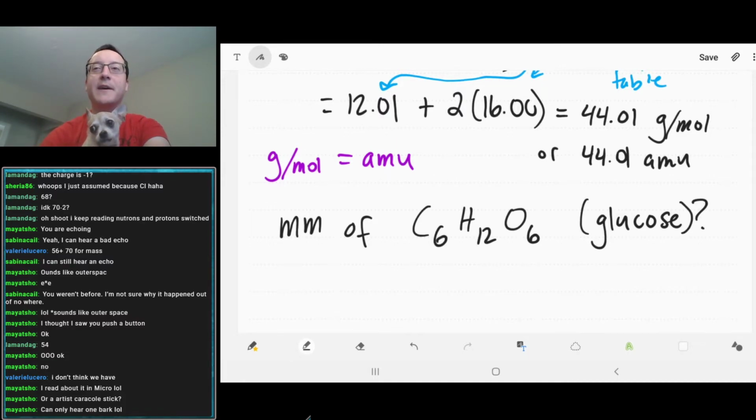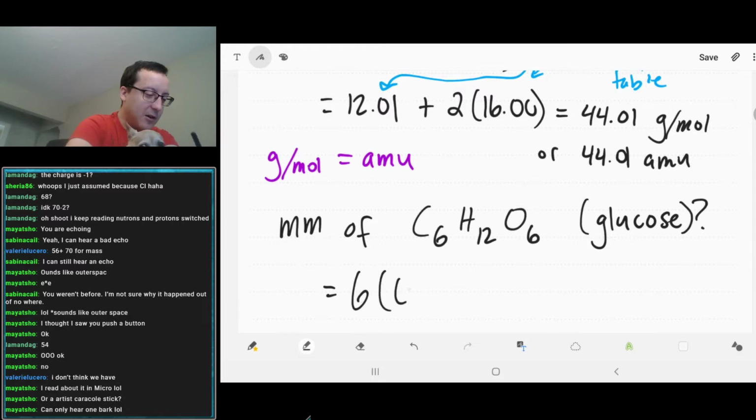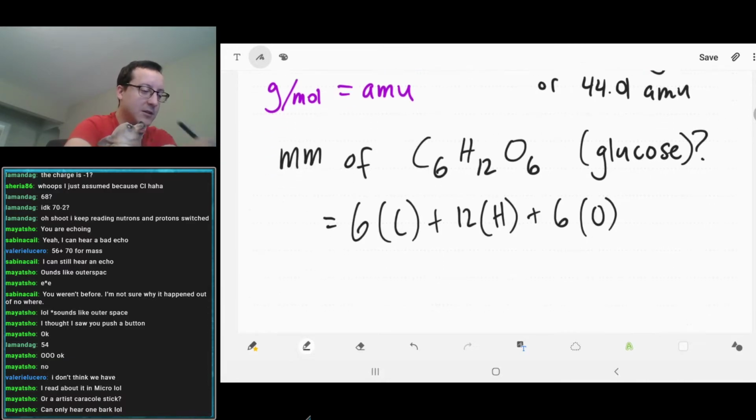Okay, so how are we going to do this? Just like before, our molar mass is going to be 6 carbons plus 12 hydrogens plus 6 oxygens.